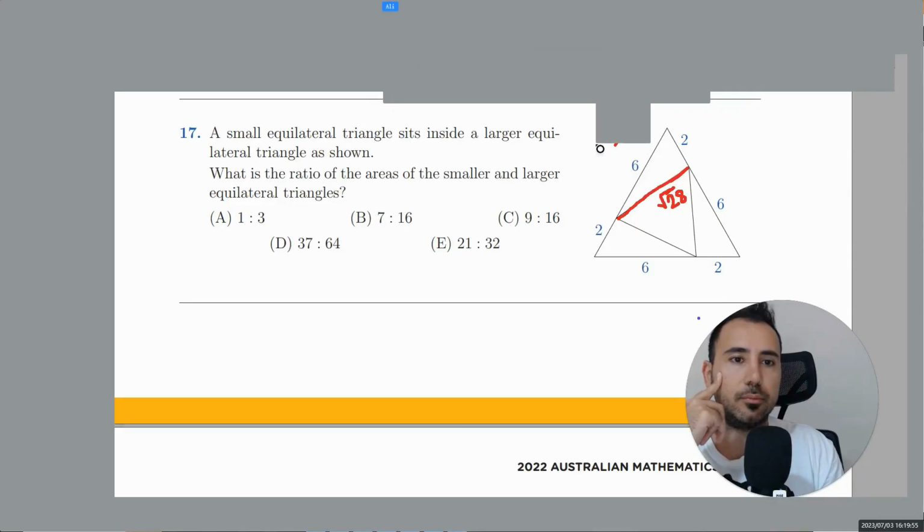So now we want the ratio of the areas, right? So this is the square root of 28. This line over here, this side, is 8. So we have two triangles that are similar. They're equilateral, all angles are the same. So the ratio of the areas is the same as the ratio of the lines, but squared.